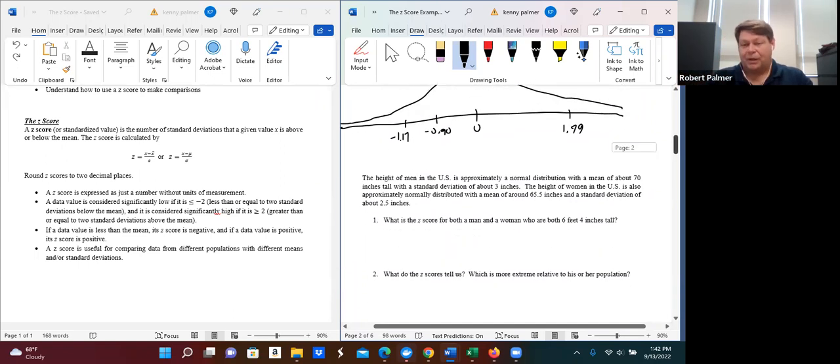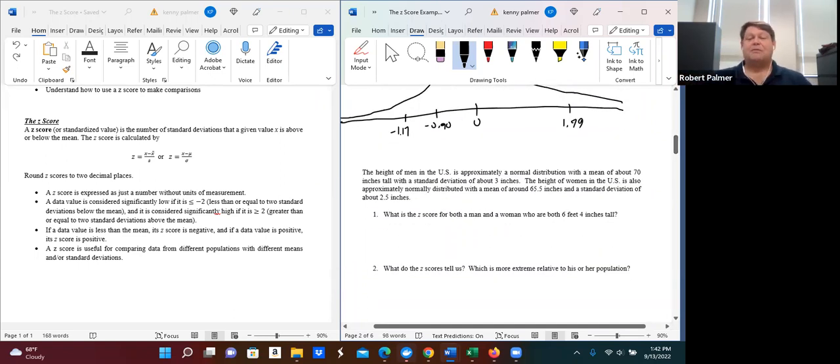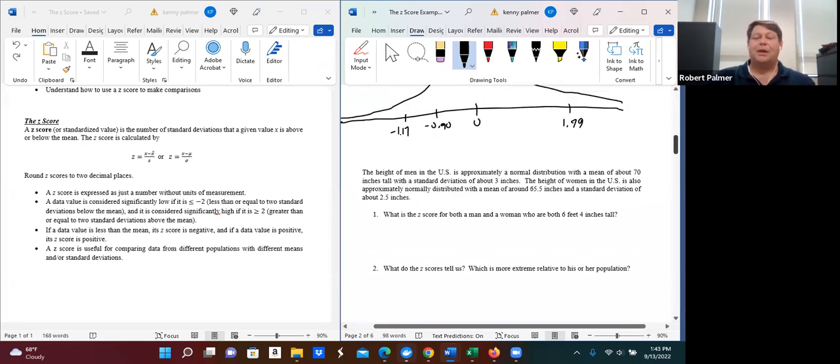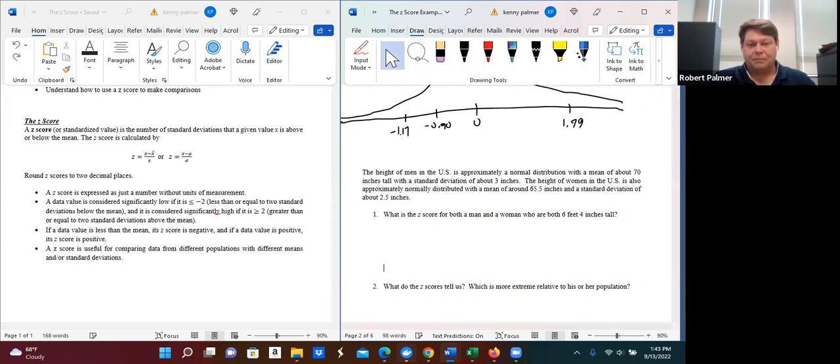So this time, we're talking about two different populations with different means and standard deviations. Basically, we want to calculate a similar value from two different populations and see how each compares to the mean of its own population.